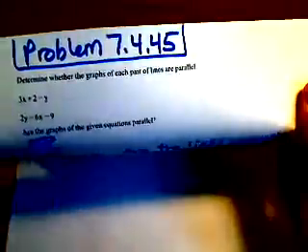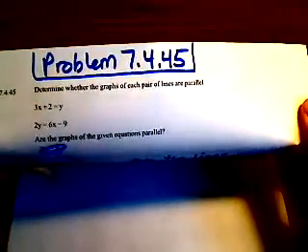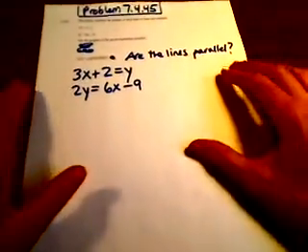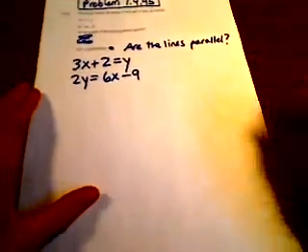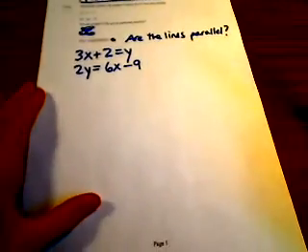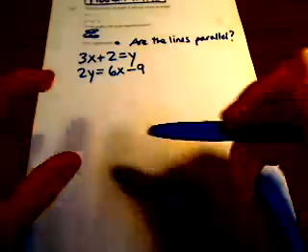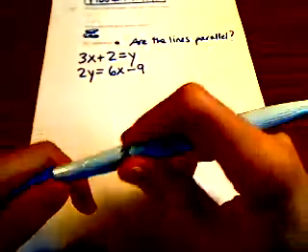Okay, so this is problem 7.4.45, and they ask us to determine whether the graphs of each of these lines are parallel. Okay, so they give us 3x plus 2 equals y, and 2y equals 6x minus 9.